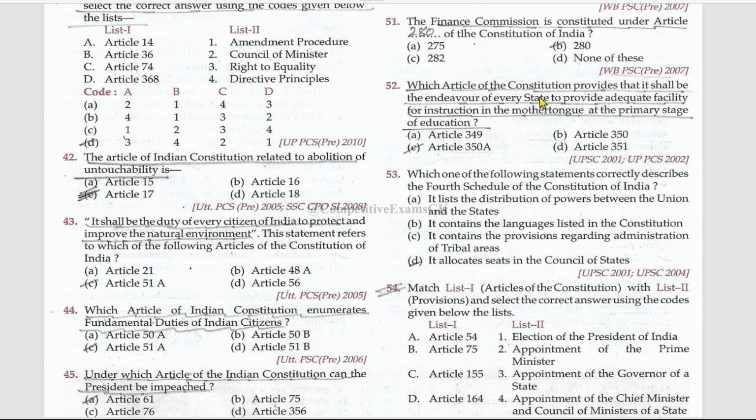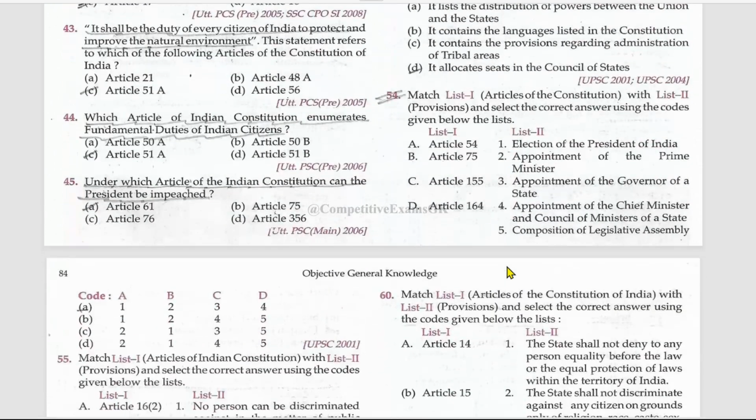Which article of the Constitution provides that it shall be the endeavour of every state to provide adequate facility for instruction in the mother tongue at the primary stage of education? Article 350A. Which one of the following statements correctly describes the fourth schedule of the Constitution of India? It allocates seats in the Council of States.